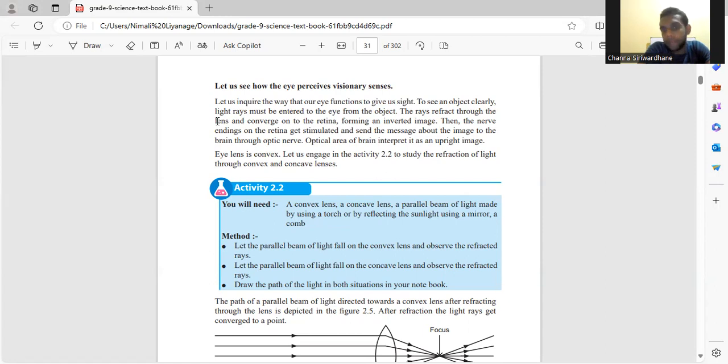The rays refract through the lens and converge on the retina.